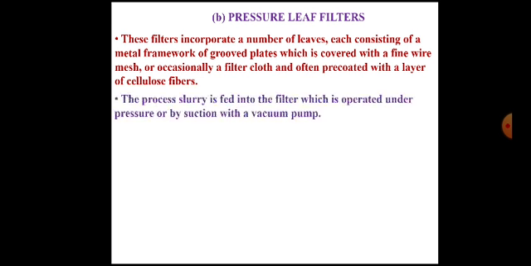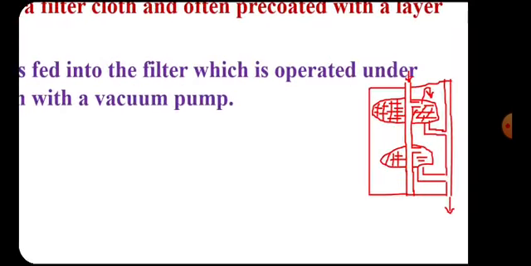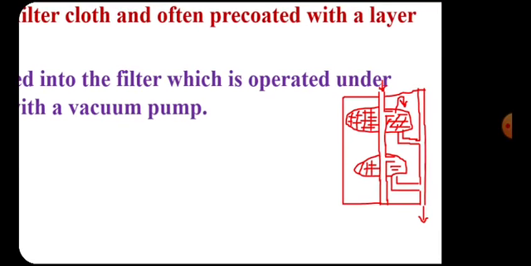The process slurry is fed into the filter, which is operated under pressure or by suction with a vacuum pump. This is in general; I have prepared a diagram. You can see the leaves, the circular discs or leaves, which are covered with a pre-coat of cellulose, and at the bottom there is filter cloth.